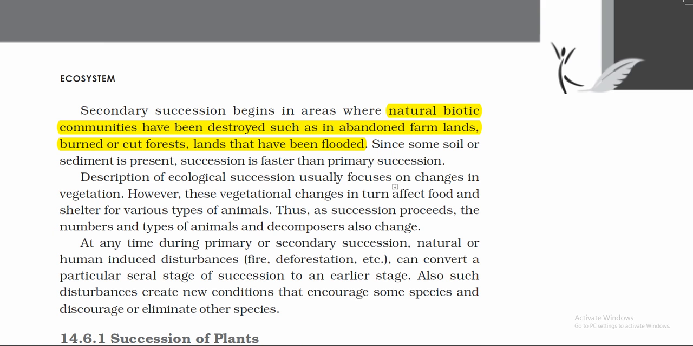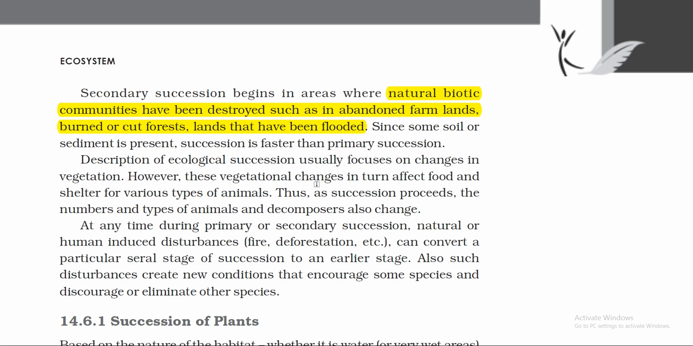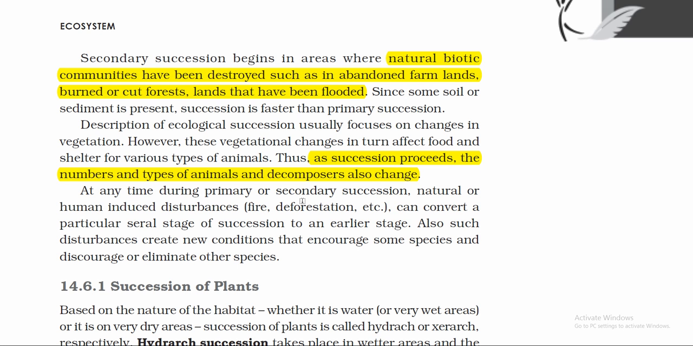Description of ecological succession usually focuses on changes in vegetation. However, these vegetation changes in turn affect food and shelter for various types of animals. Thus, as succession proceeds, the numbers and types of animals and decomposers also change.